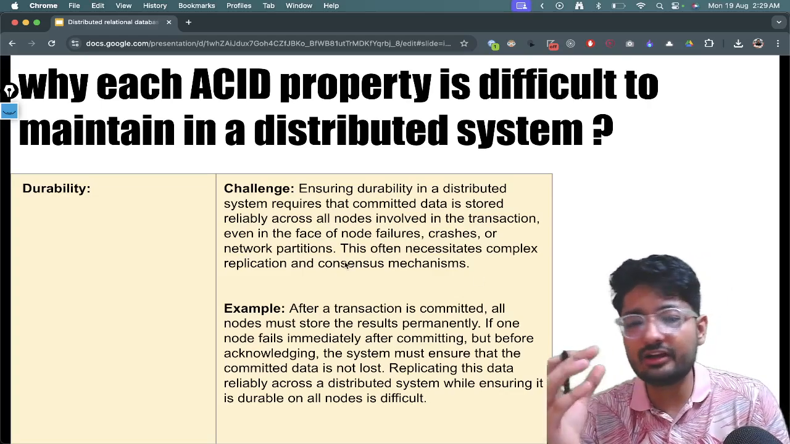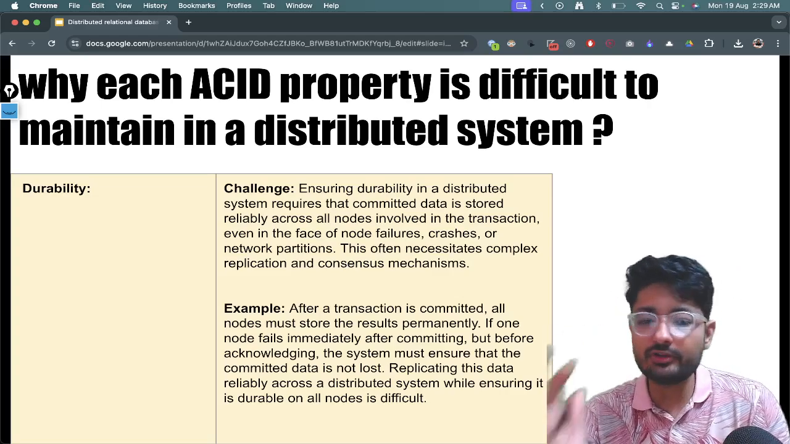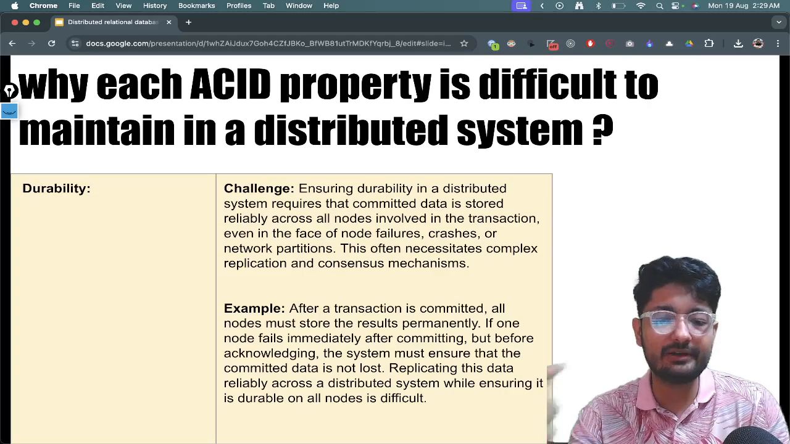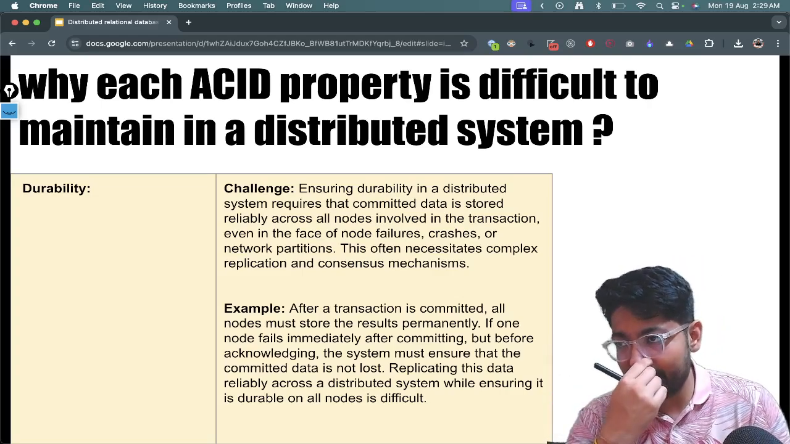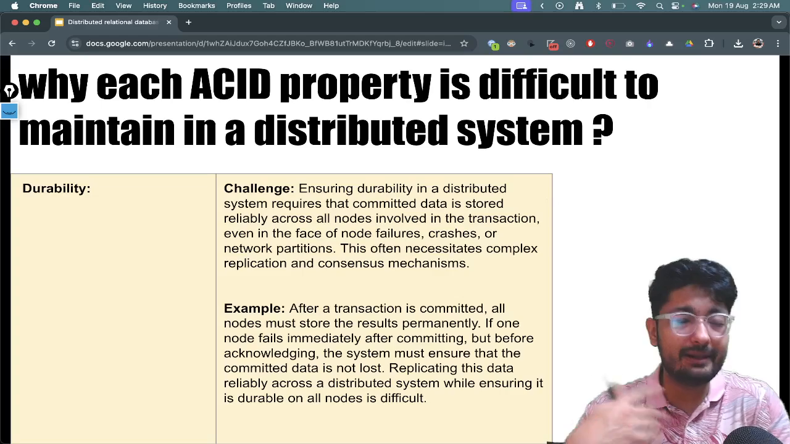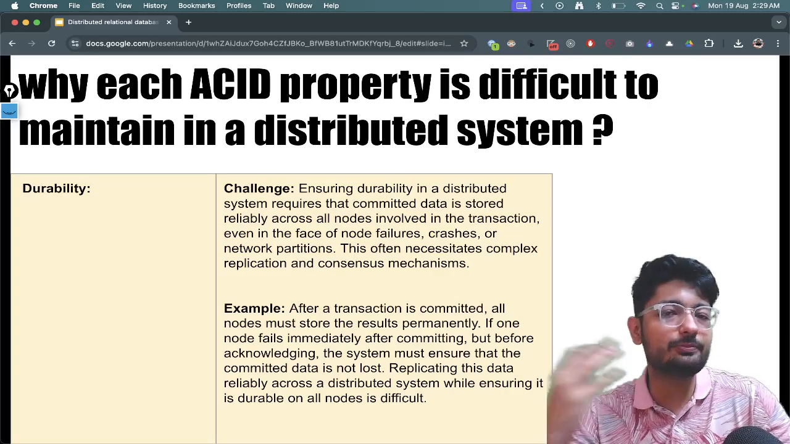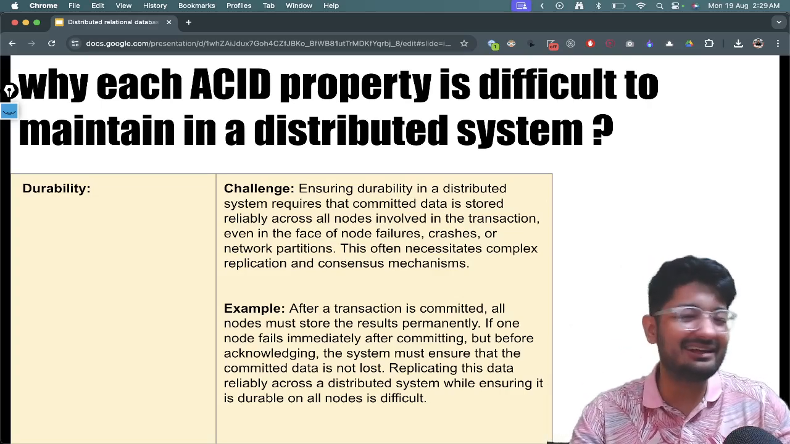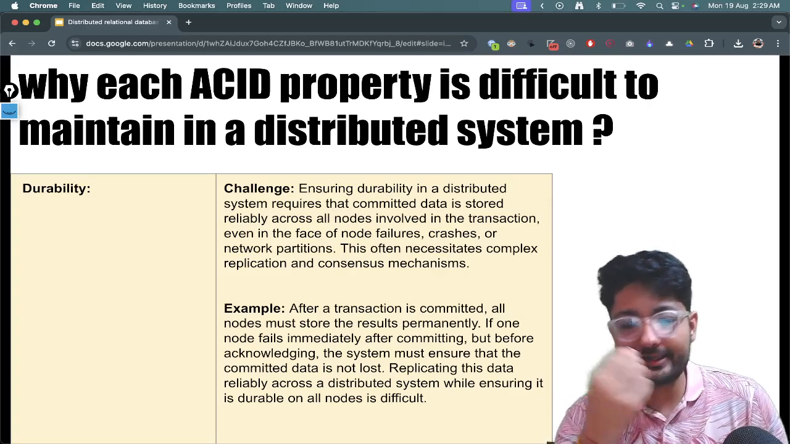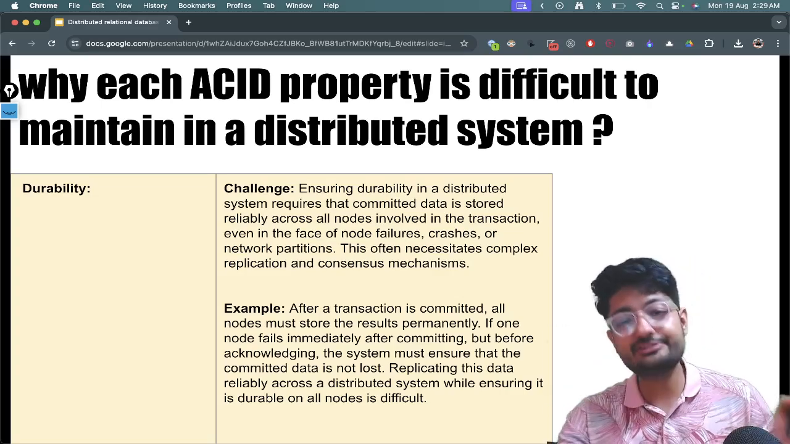For example, after a transaction is committed, all the nodes must store the results permanently. If one of the nodes fails while committing but before acknowledging, the system must ensure that the committed data is not lost. But as you can see, when I am committing and there is some acknowledgement going on, there may be some data partition or the server goes down. In that case, the data is not particularly durable on that system, and then there is some inconsistency. So these are the four problems we can see, where the ACID properties are not properly followed when we are talking about a distributed SQL database.